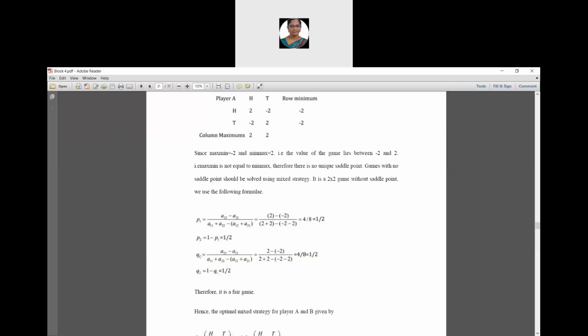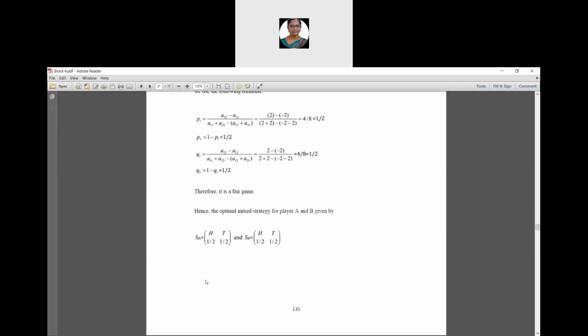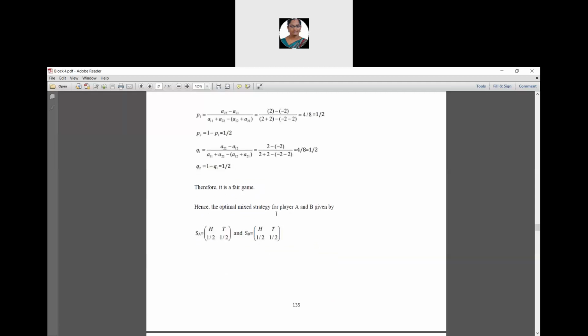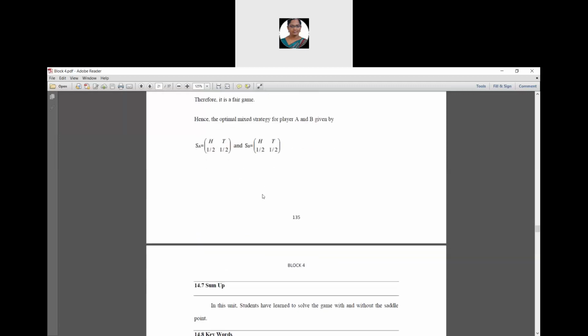Similarly, Q1 is found using this formula, and it will be 4 by 8, which is half. Again, Q2 is 1 minus Q1, that is 1 minus half, which is half. Therefore, it is a fair game. Hence, the optimum mixed strategy for players A and B is given by SA equal to head, tail with half and half, and SB equal to half and half.